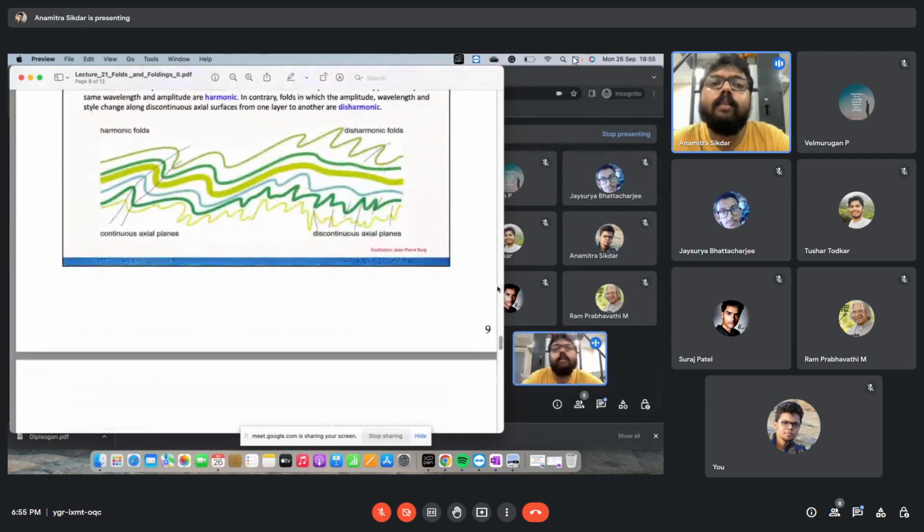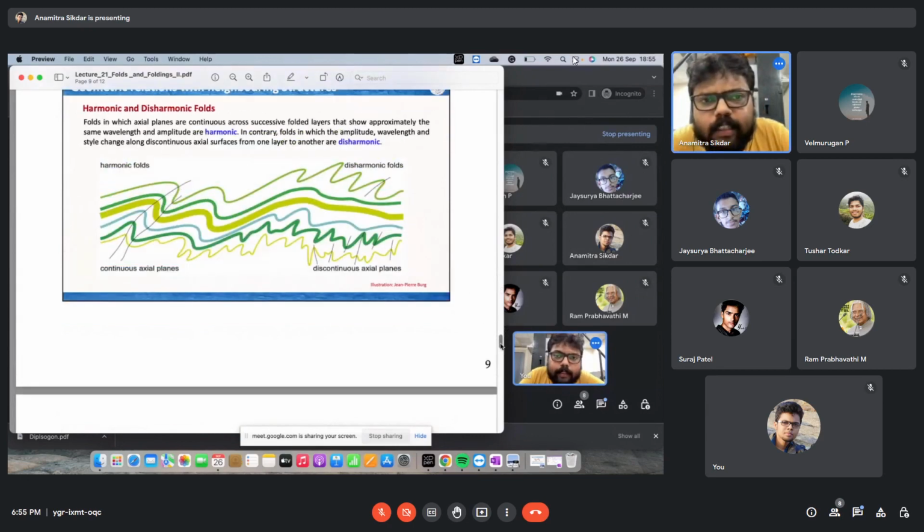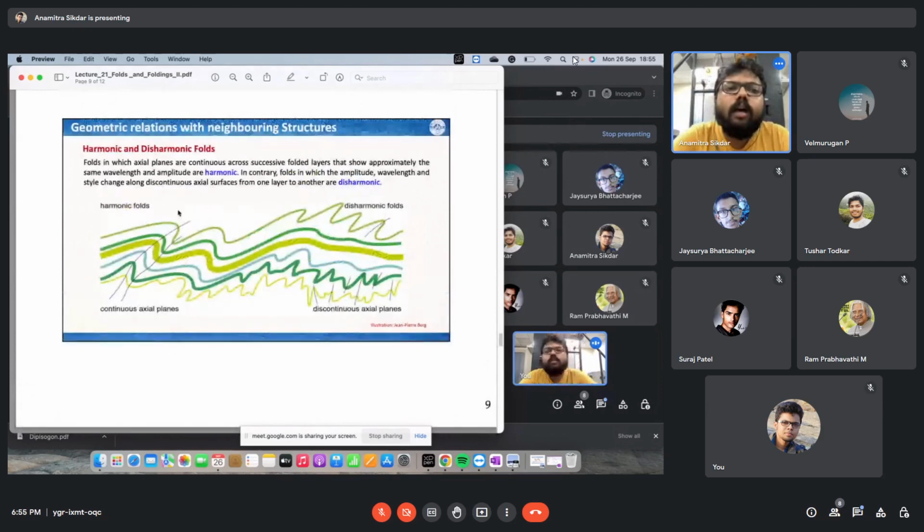Yeah. So there are harmonic and disharmonic folds. Harmonic folds are those folds where, suppose this is the thickest fold right here, and the fold that follows has more or less the same wavelength and amplitude. Suppose this dark green fold. If another fold is thinner than this one, but is more or less following this fold, then we call them harmonic folds. But if it doesn't follow, like for this fold and this fold, and this fold maybe to some extent, then we call them disharmonic folds.